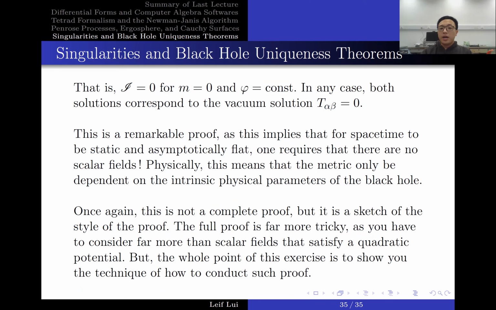And this proof is remarkable, as it implies that for spacetimes to be static and asymptotically flat, one requires that there are no scalar fields. Physically, this means that the metric can only depend on the intrinsic physical parameters of the black hole. But once again, this is not a complete proof, but it is a sketch of the style of the proof. The full proof is far trickier, as you have to consider far more than scalar fields that satisfy quadratic potentials, and you have to consider more intricate inequalities. But the whole point of this exercise is to show you the technique of how this proof is constructed. And if you really want to prove this rigorously, I suggest you read Heusler's book on black hole uniqueness theorems.